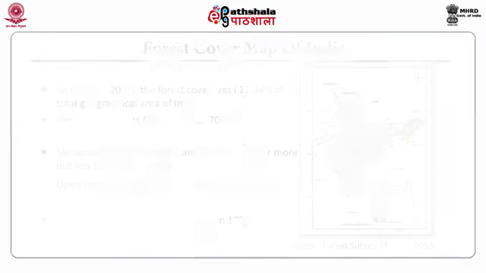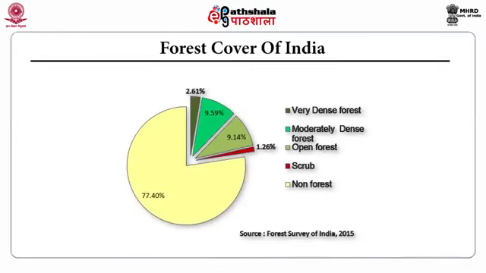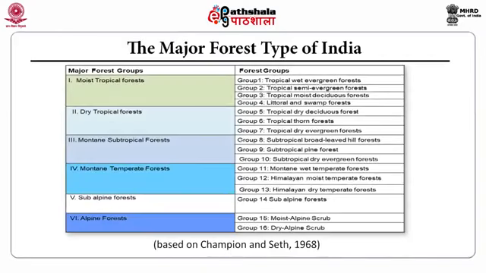1.26%. So, in this diagram it is the pie diagram of the forest cover of India. They have shown the very dense forests 2.61%, moderately dense forests 9.59%, open forests are 9.14%, the scrub 1.2%. In this table, the major forest types of India have been described.